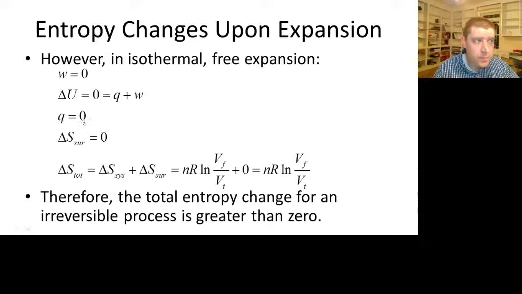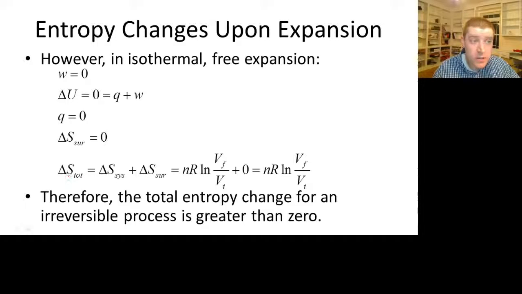So Q is 0. If Q is 0, then the entropy change for the surroundings must be 0, because remember the entropy change for the surroundings is equal to the heat absorbed by the surroundings divided by the temperature of the surroundings. So if the heat absorbed by the surroundings is 0, then the entropy change for the surroundings is 0. The surroundings aren't gaining any energy.